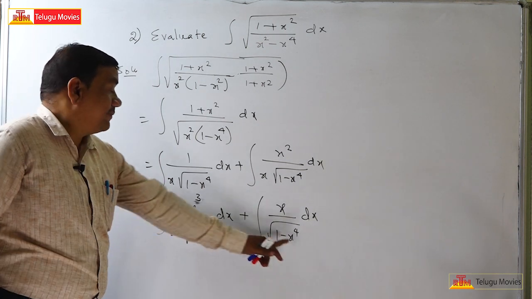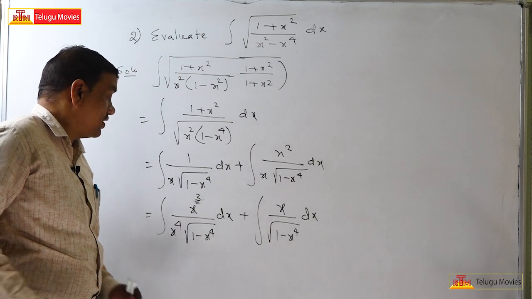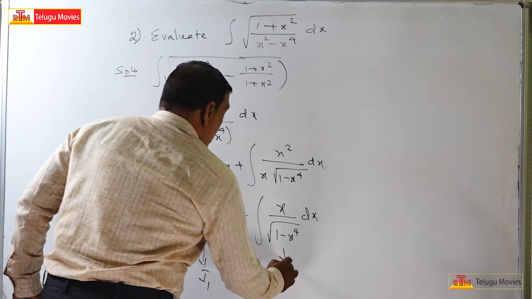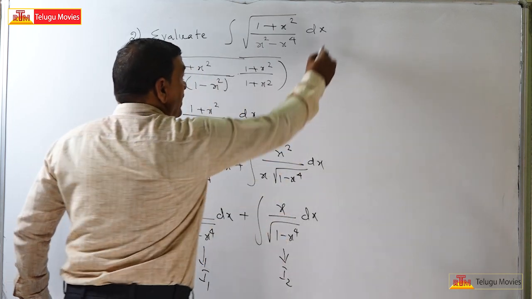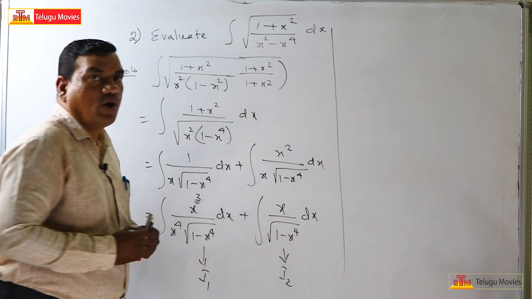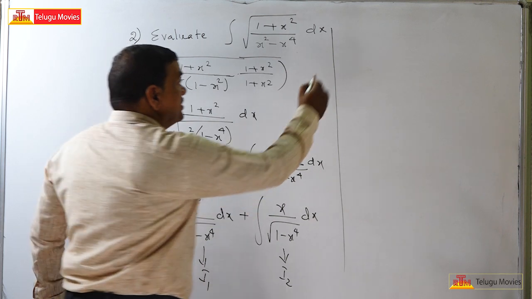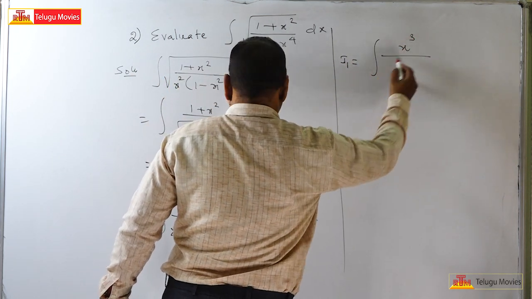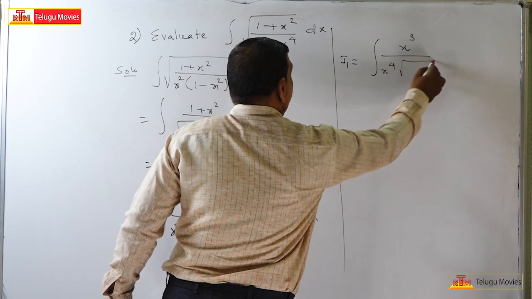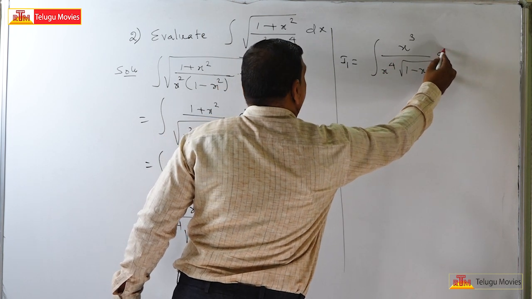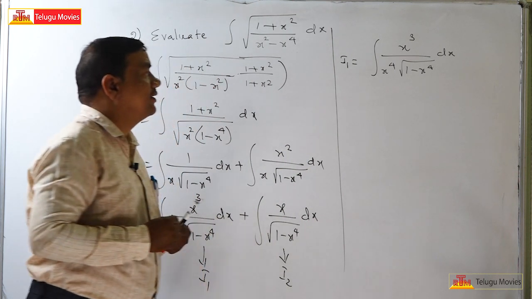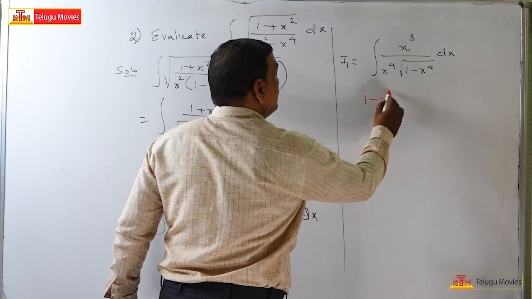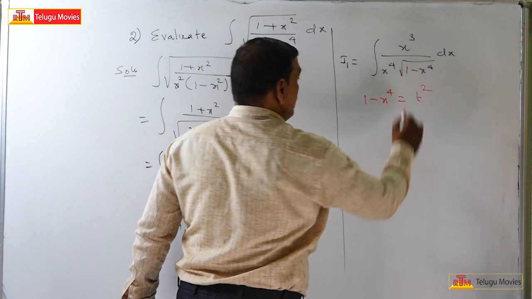Now let us see here. Now coming to this calculation, we will call it I1 for our convenience, and we call the other I2. So that the problem will become very easy. Now I1 is equal to the integral of x³ by x⁴ into root of 1 minus x⁴ dx.